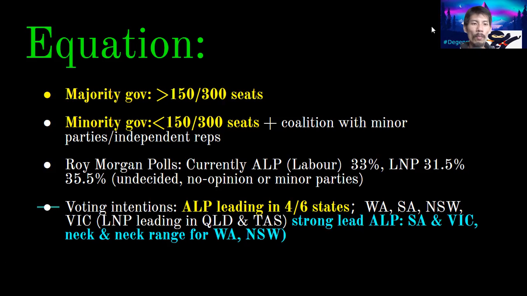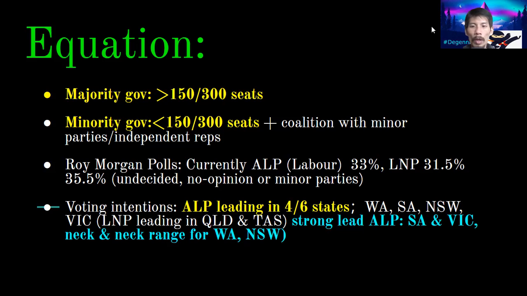The latest Roy Morgan electoral polls have ALP, the Australian Labor Party, at 33% support, and LNP, the Liberal National Party, at 31.5% support, and there's 35.5% neutral. They're either undecided, have no opinion, or are voting for a minor party. On voting intentions ahead of the election, ALP is leading in 4 out of 6 states.